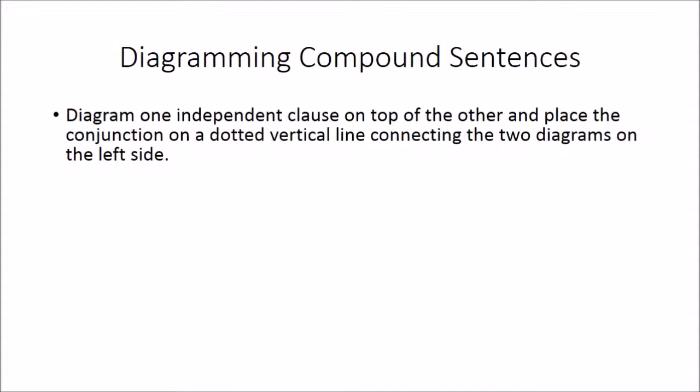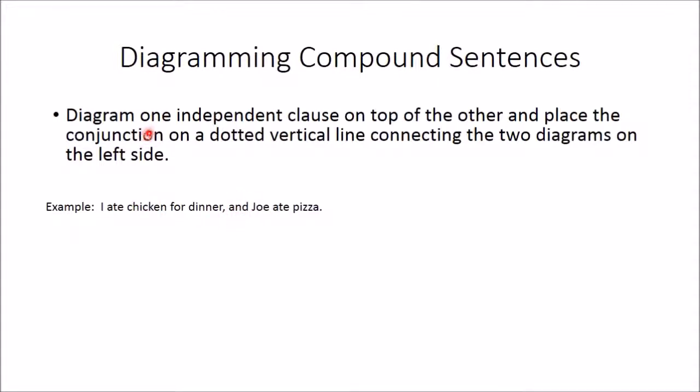Okay, diagramming compound sentences. So to diagram them, you're going to diagram one independent clause on top of the other, and then place the conjunction on a dotted vertical line connecting the two diagrams on the left side. Okay? Here is an example. I ate chicken for dinner and Joe ate pizza. So you see, I ate chicken for dinner is one sentence. Joe ate pizza is another sentence. And those two sentences, or independent clauses, are connected by the coordinating conjunction and.